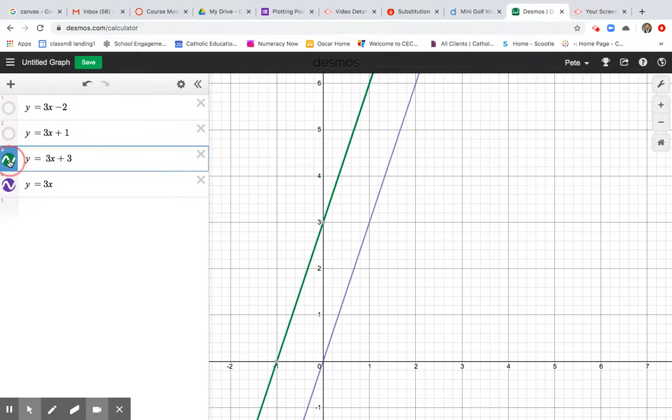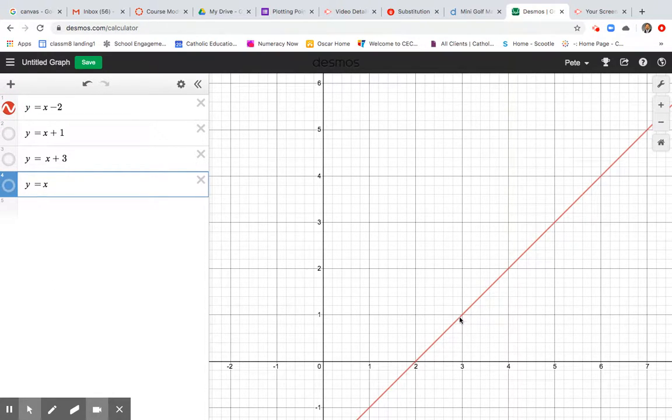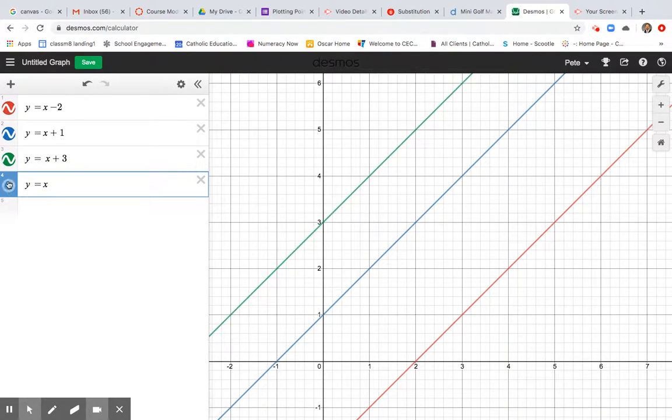Again, let's get rid of them and move to just 1x. 1x minus 1, 1x plus 1, 1x plus 3, and just 1x. So 2x was across 1 up 2, 3x was across 1 up 3, 1x might be just across 1 up 1 perhaps. Perhaps that's what you think. Across 1 up 1. So this 1x means something there. And again, because they're all 1x, they're all parallel. They all have the same slope. They all have the same gradient.